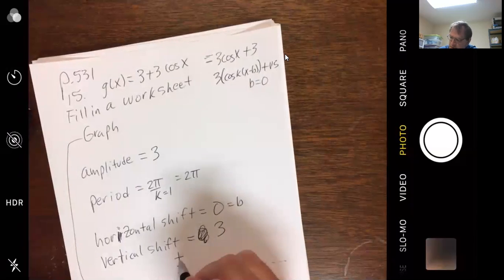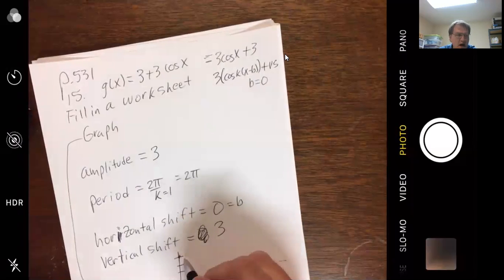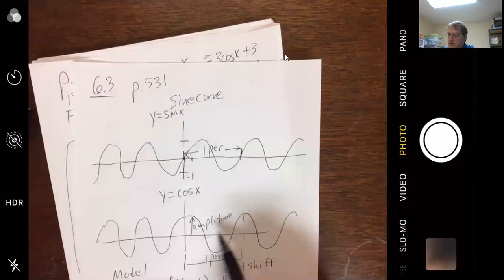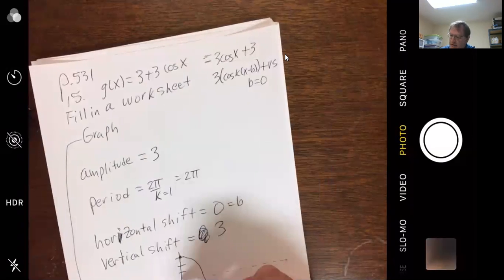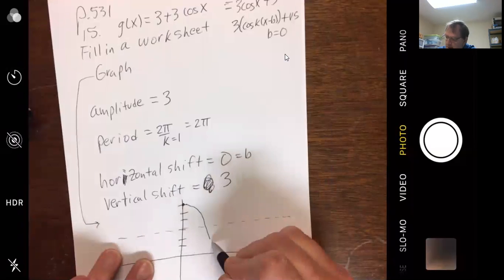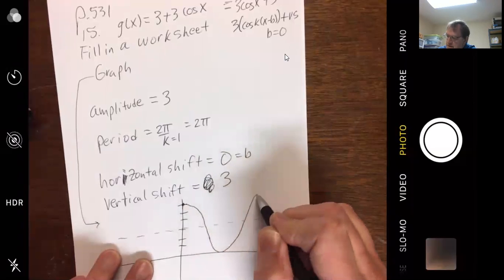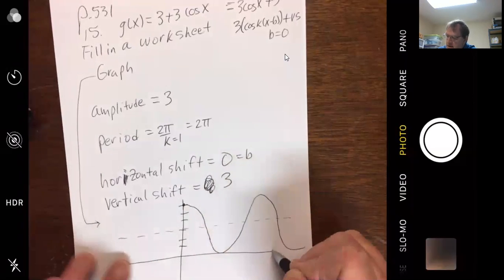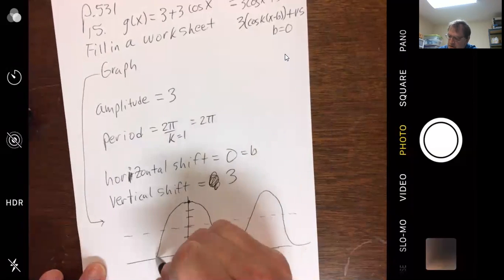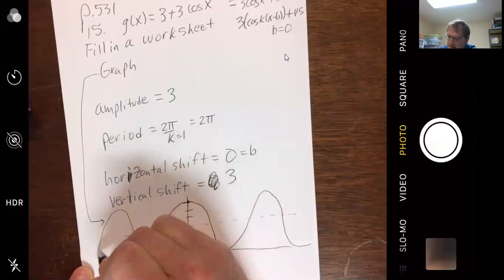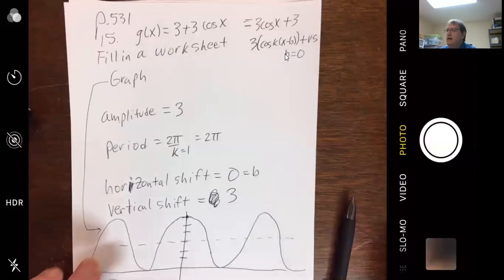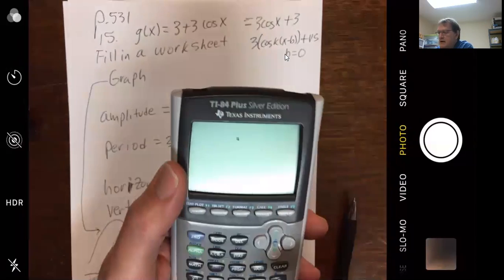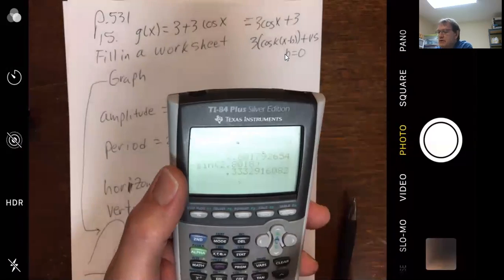And it's a cosine, so there's no horizontal shift. So cosine starts high. It's going to be a straight cosine with no horizontal shift. So it starts high, it's going to go down 3 below the center, back up to 6, and then back down 3, and then it does the same thing in this direction, and so on. So if you know what you're doing, you can sketch them by hand. But of course, you're free to graph them on the calculator and copy down what you see.